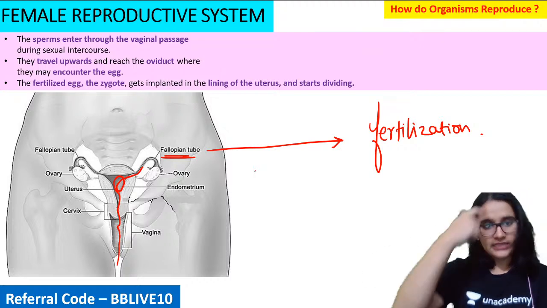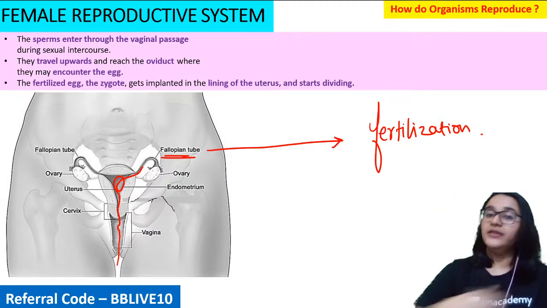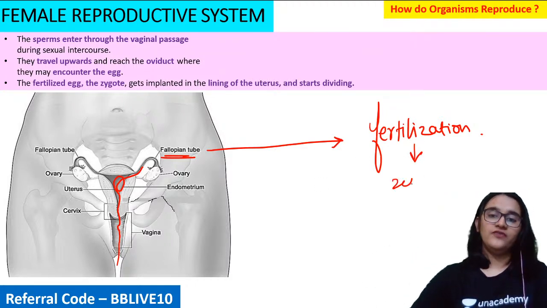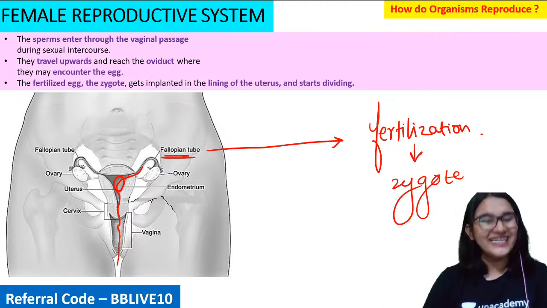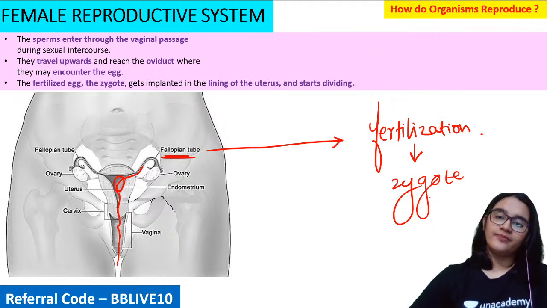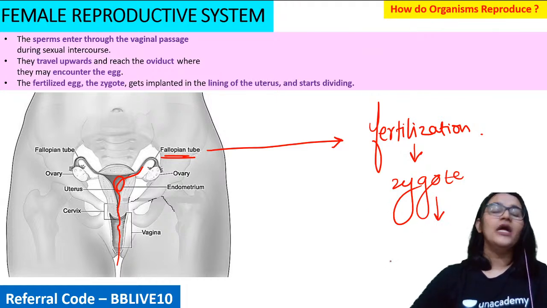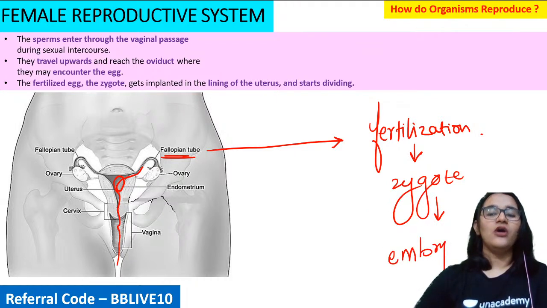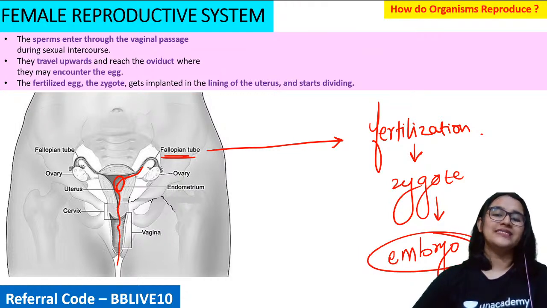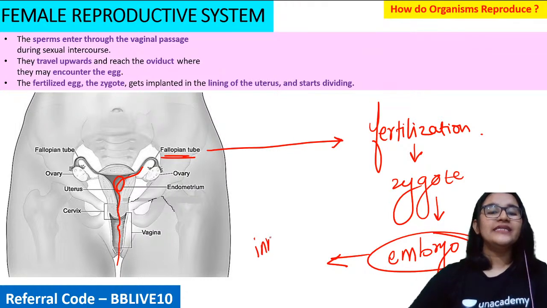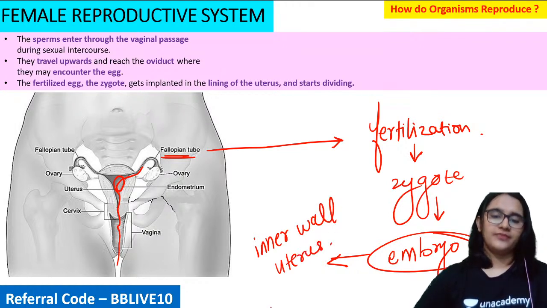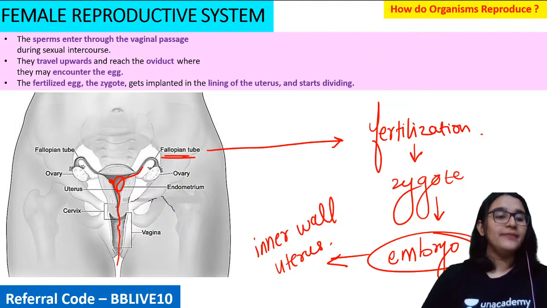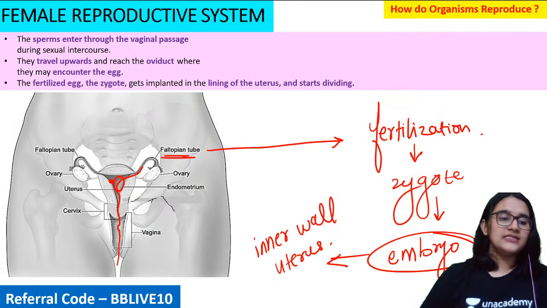After the fertilization has happened, we get the zygote. Where do we get the zygote? The zygote also we get in the fallopian tube, and the zygote then starts dividing. Then as soon as the zygote starts dividing, multiple cells are formed, and we have something called the embryo, and this embryo is then implanted on the inner wall of the uterus. Once it attaches to the walls of the uterus, it develops into a baby. That is exactly what happens.